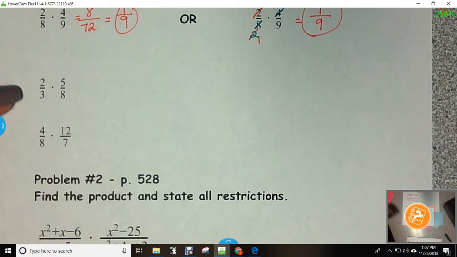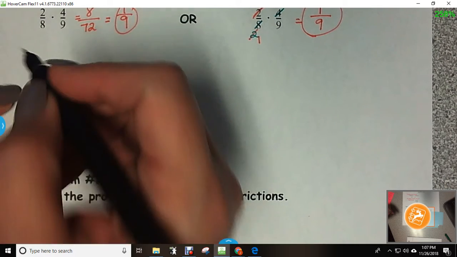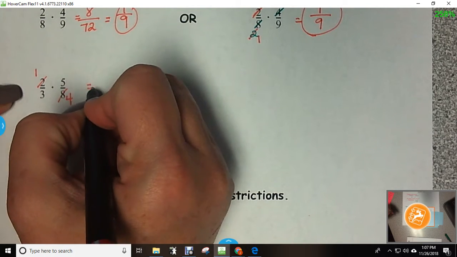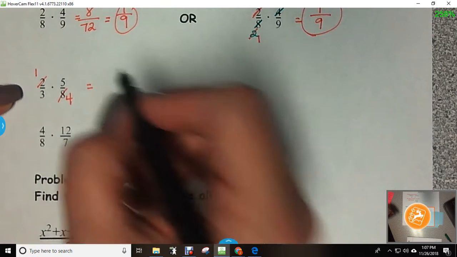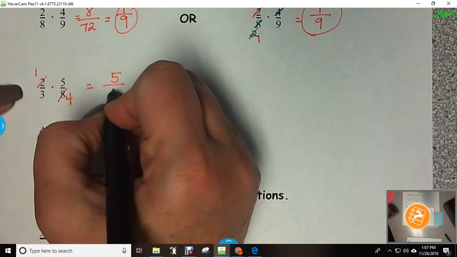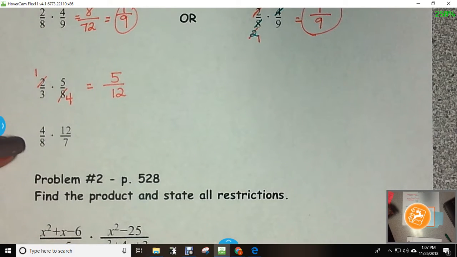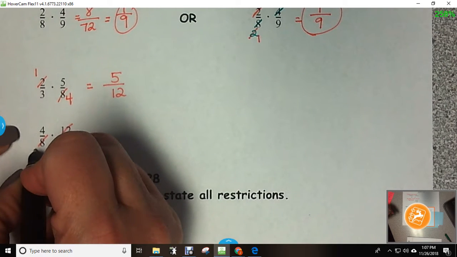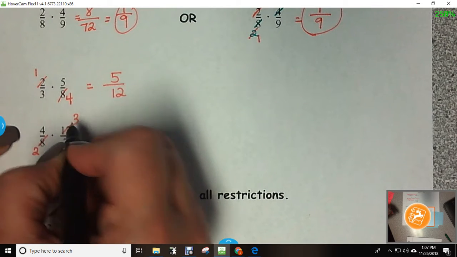For the 2/3 times 5/8, what can I cross-cancel with? 2 and the 8. I can divide both of those by 2. So now when I multiply across the top, I get 5. Across the bottom, I get 12. Okay, on the bottom, we can cross-cancel more than once, or more than one place anyhow. Where do y'all want to reduce or cross-cancel? 12 and 8. What can I divide both of those by? 4, so that'll give me a 2 here and a 3 here.